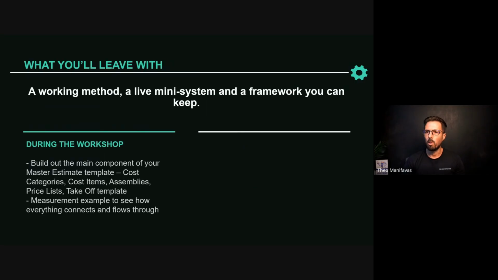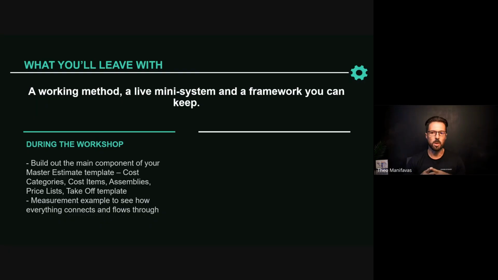All right, so what you're going to leave with, like I said, is a complete working method, a mini system and a framework you can keep if you follow along with this workshop. We're going to build out the main components of the master estimate template, which again is your cost categories, cost items, assemblies, price lists, and takeoff templates. So they're the core components.